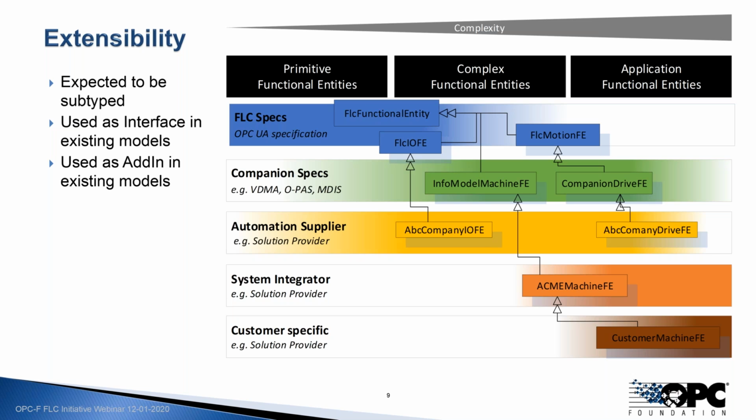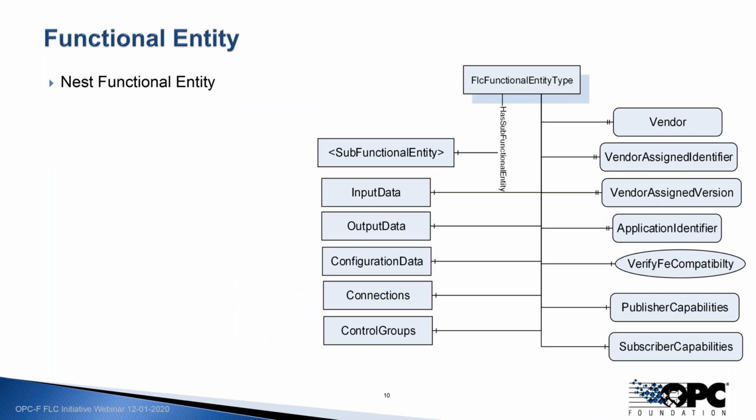We've defined functional entity to use interfaces again. So the key concepts here allow us to add functional entities into existing models. We also have the concept of add-ins supported, which is another OPC UA concept for adding a functionality into an existing model. So our functional entity model can be used in any of a number of manners.